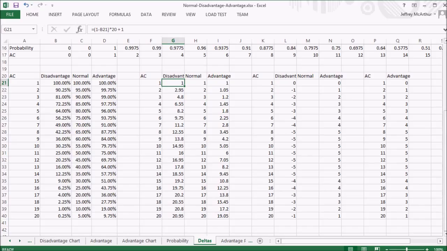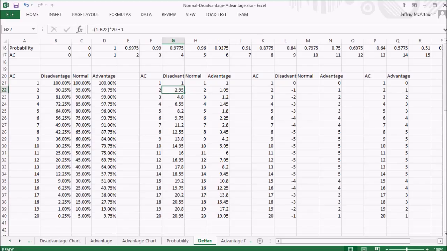So in essence, I subtract it from 1, and then I multiply it by 20, and then add 1. This is how you convert it to a die roll. If you want, I could explain that in more detail, but that's just a little bit of math magic. Anyway, if I modify these to here, we can take a look at these.